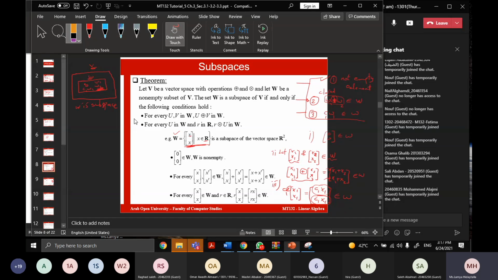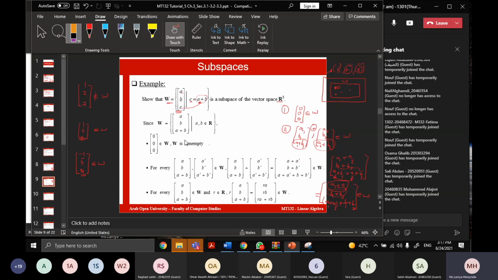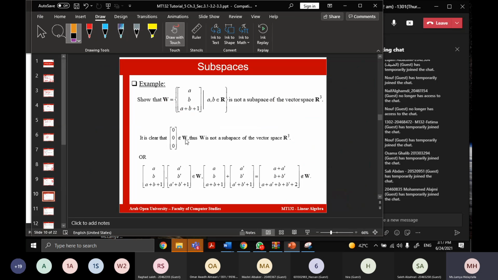And as well, it should be closed under scalar multiplication, which is this operation. That is, if you took any vector from here and multiplied it by a constant, then the resultant should be as well here, not out. So if these three conditions are satisfied, then this is a subspace of the bigger vector space. Clear? And we did some examples in our previous class, correct, regarding that type.